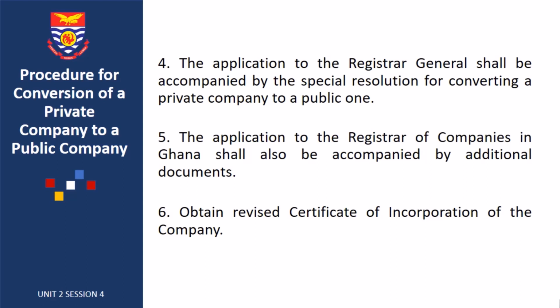Once all these procedures have been followed, the registrar will issue a new certificate of incorporation, as a form of revised certificate of incorporation, to the company. So when everything is done, the shareholders or the management of the company must obtain a revised certificate of incorporation to reflect the changes that have been made. The company will now be a public company, and it must reflect on the certificate of incorporation.